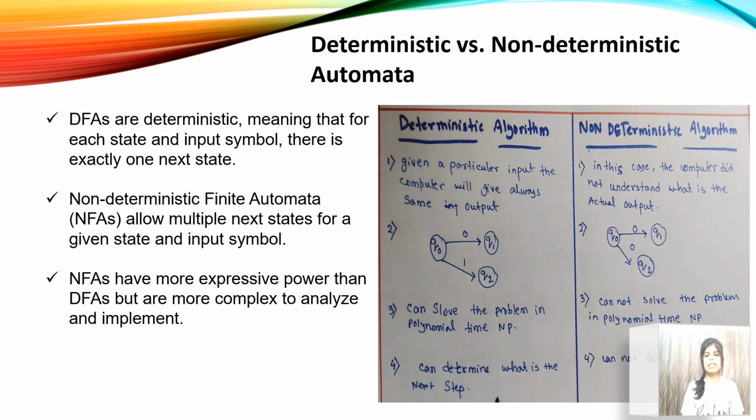Difference between deterministic algorithm and non-deterministic algorithm. Given a particular input, a deterministic algorithm will always give the same output. In a non-deterministic algorithm, the computer does not know what the actual output will be. A deterministic algorithm can solve the problem in polynomial time, while a non-deterministic one cannot. A deterministic algorithm can determine what the next step is, while a non-deterministic one cannot.